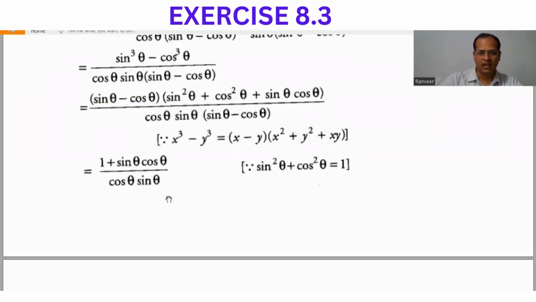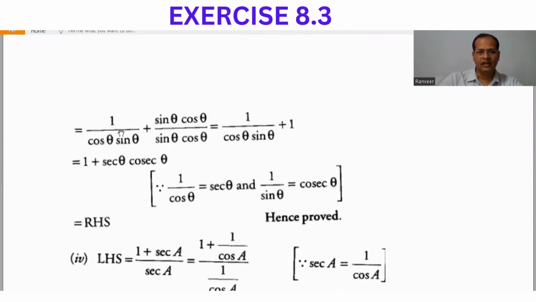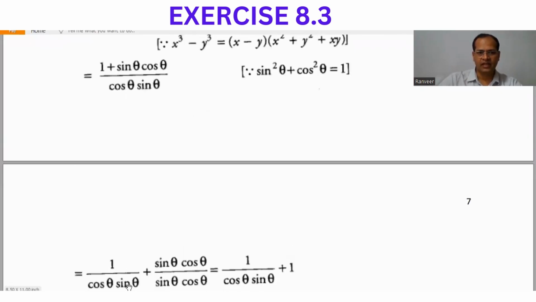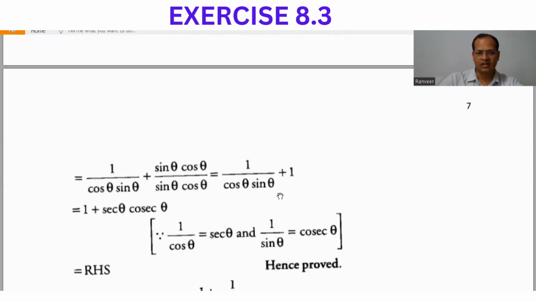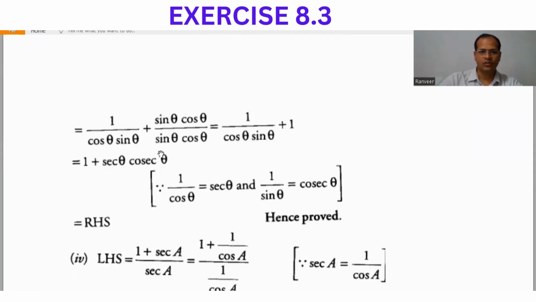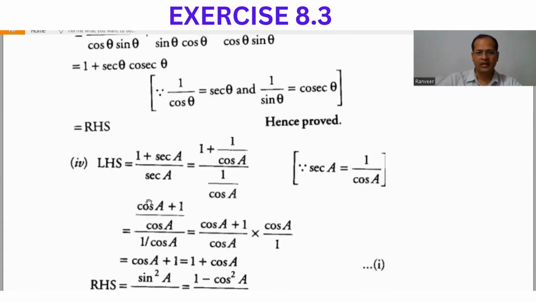So this we can write as 1 by (sin theta cos theta) plus sin theta cos theta by sin theta cos theta. This value is 1, this got cut. Now here we will write cos theta as sec theta and sin theta as cosec theta.